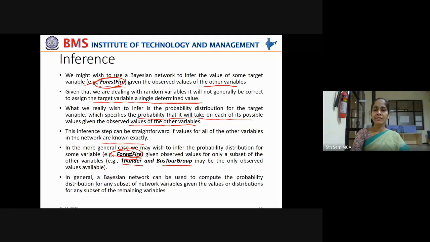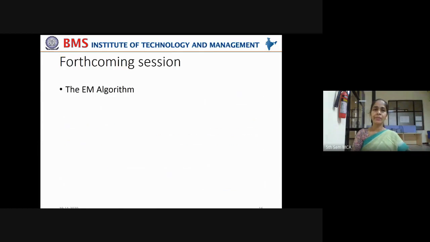Now, in general, a Bayesian network can be used to compute the probability distribution of any subset of network variables. So sometimes you may also have a subset of network variables which are determining its child variables. Take those probabilities and you can see their effect on the probability of the child variables, given the values or distributions for any subset of remaining variables. Now, in the next class, the last concept of this module, the expectation maximization algorithm, we are going to cover.